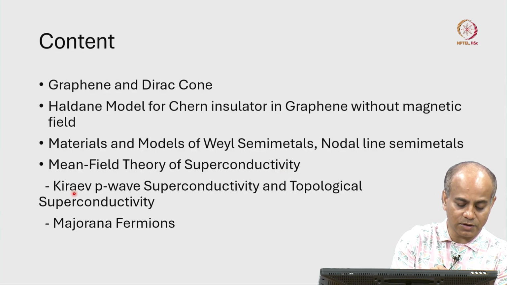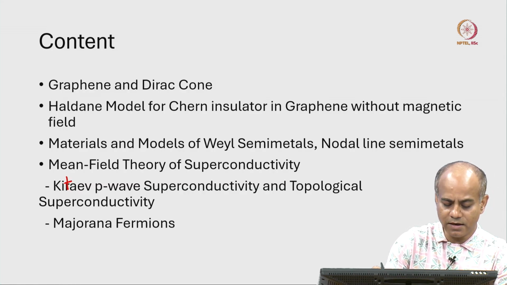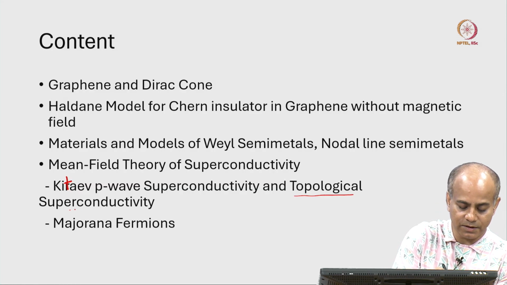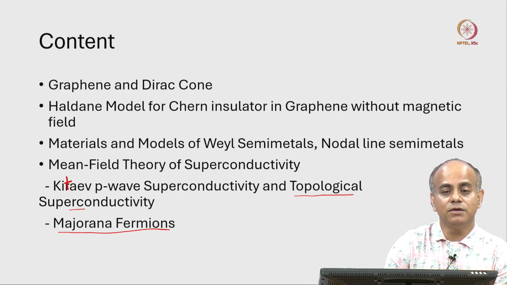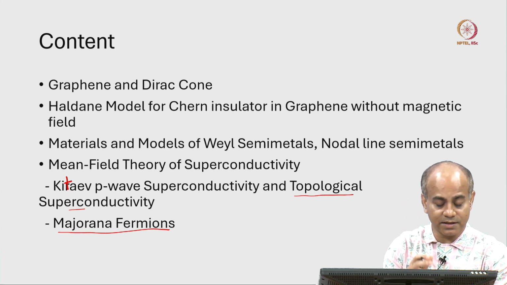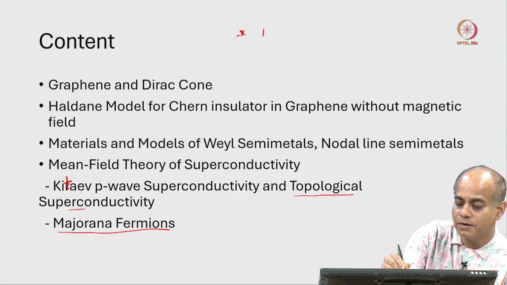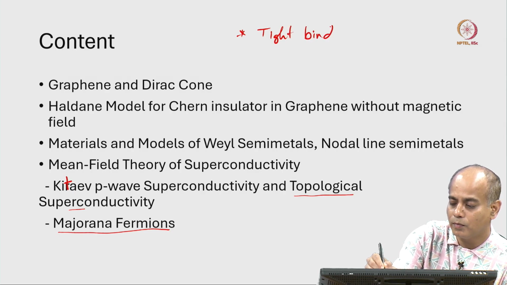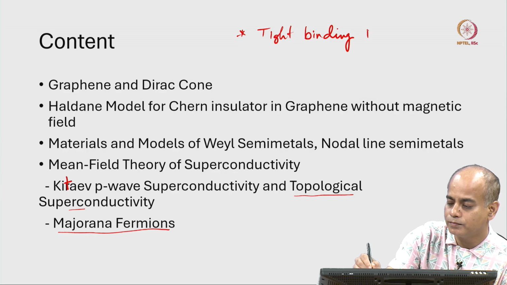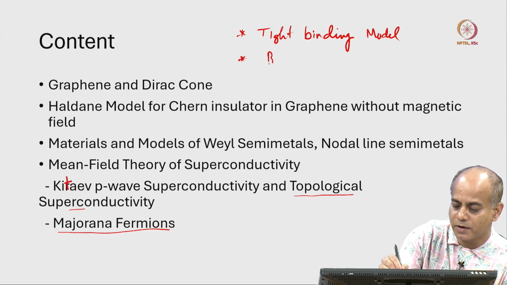Then we will talk about something called a Kitaev-type model. So, there is a spelling mistake. So, it is K-I-T-A-E-V, Kitaev-type p wave superconductivity and the concept of topological superconductivity. Then we will talk about a new type of fermions which are not electrons, but a fractionalization of electron called Majorana fermions. Okay. So, the tight binding model and basics of superconductivity.